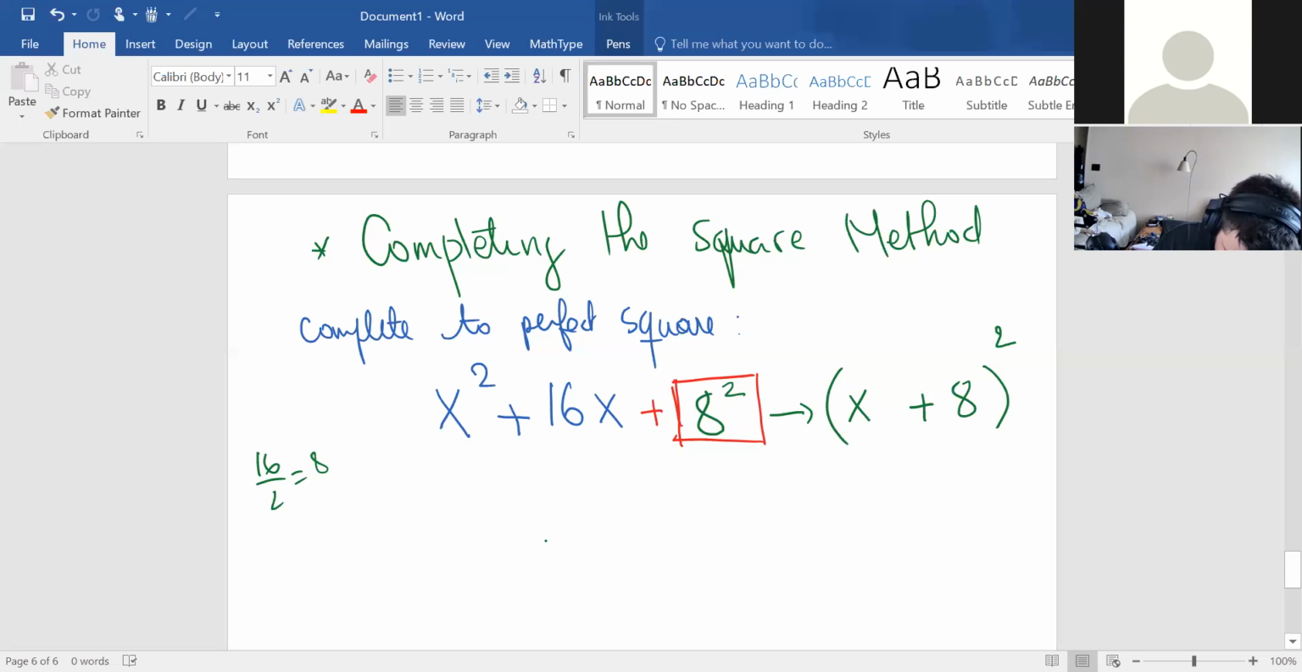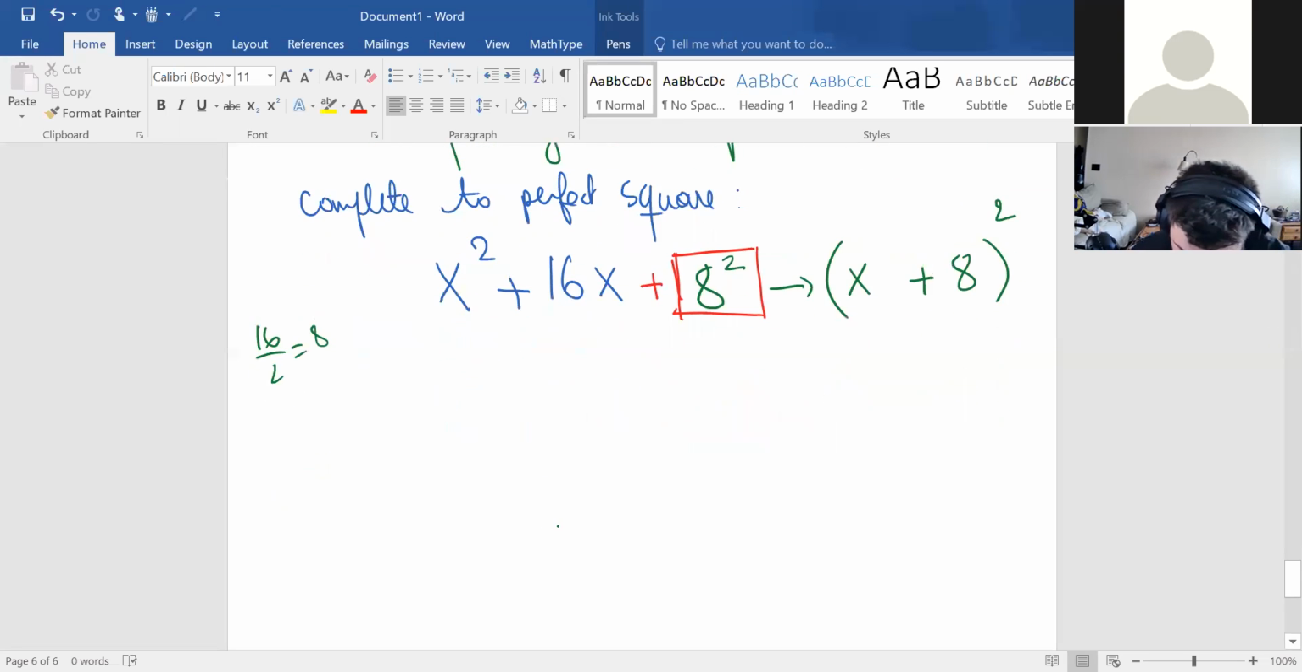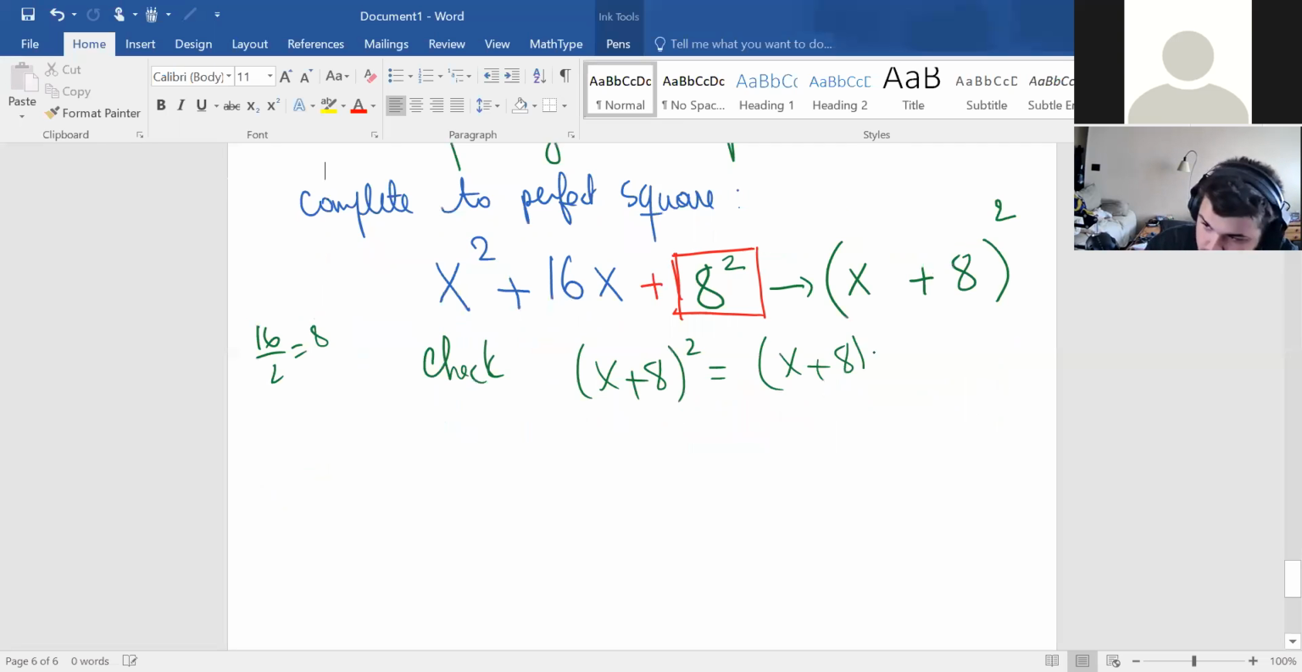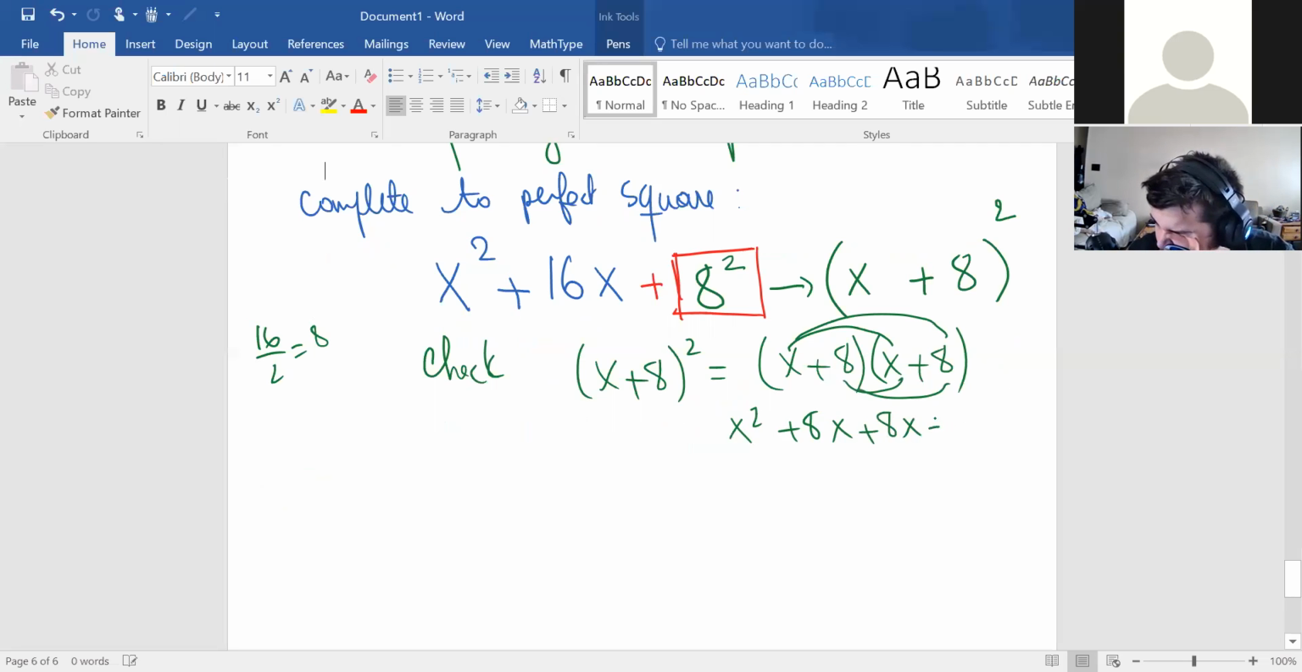And you can check your answer. What is x plus 8 all squared? Isn't it x plus 8 times x plus 8? Isn't it x squared plus 8x plus 8x plus 64? Isn't it x squared plus 16x plus 64? Okay, so you see 64 was the missing number, okay?